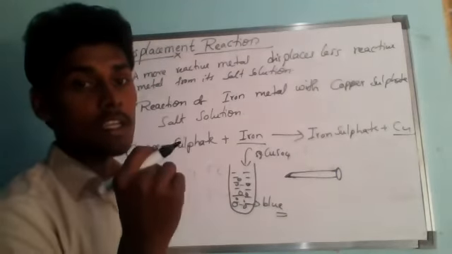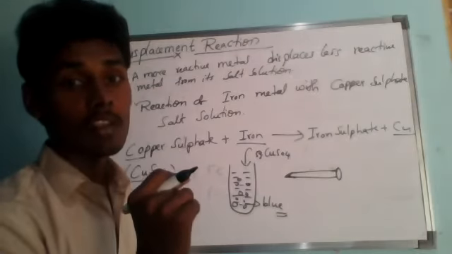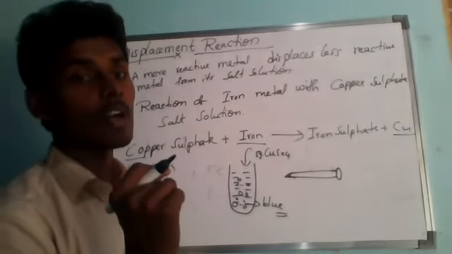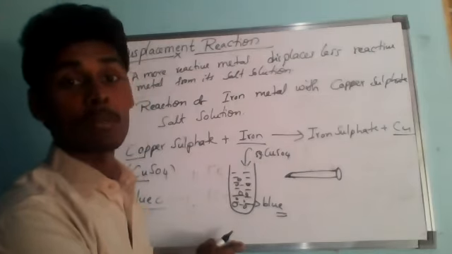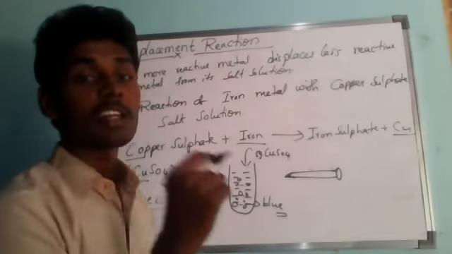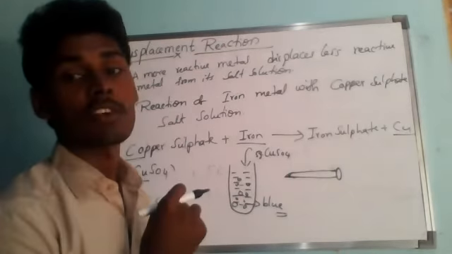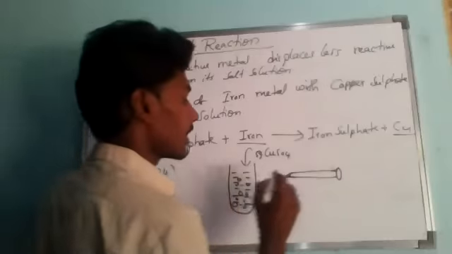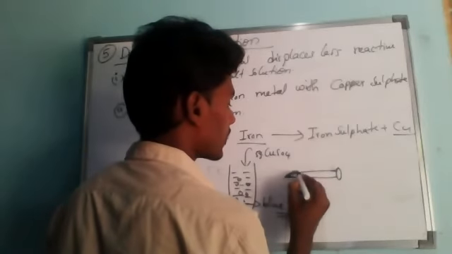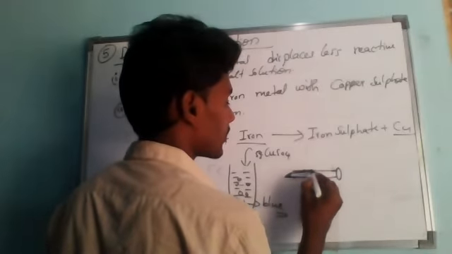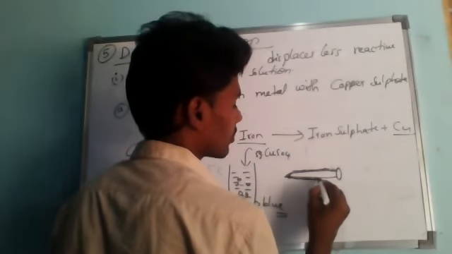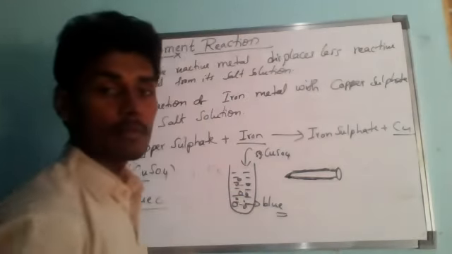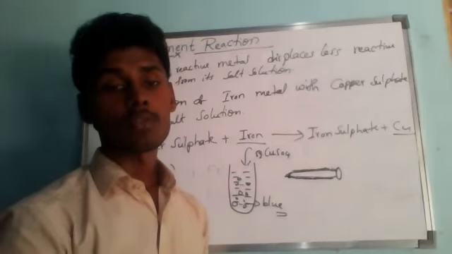This takes place because iron metal displaces copper metal from its compound called copper sulfate. The copper metal is set free from its compound and forms a red brown layer on the surface of the iron nail. Understand? The iron nail is basically gray in color. Once you keep it in copper sulfate solution, we get a coating of red brown powder. That is what is called copper. So this is the activity which we need to do.